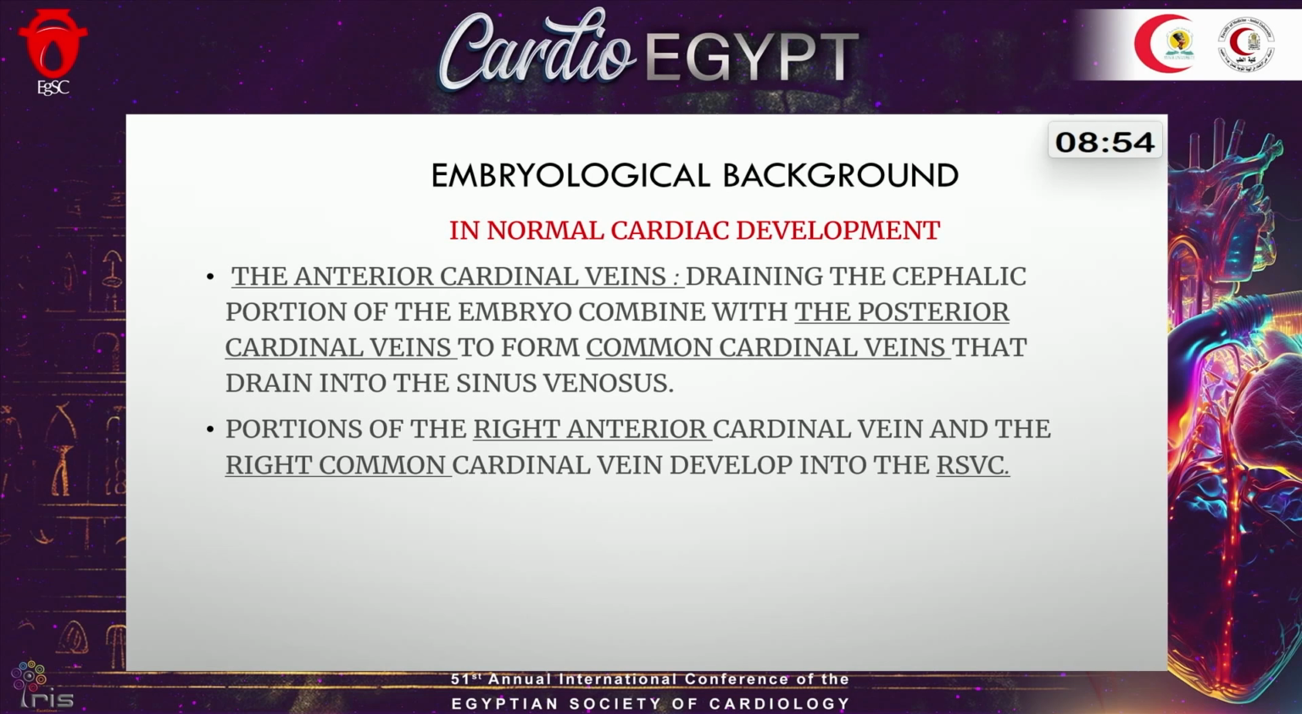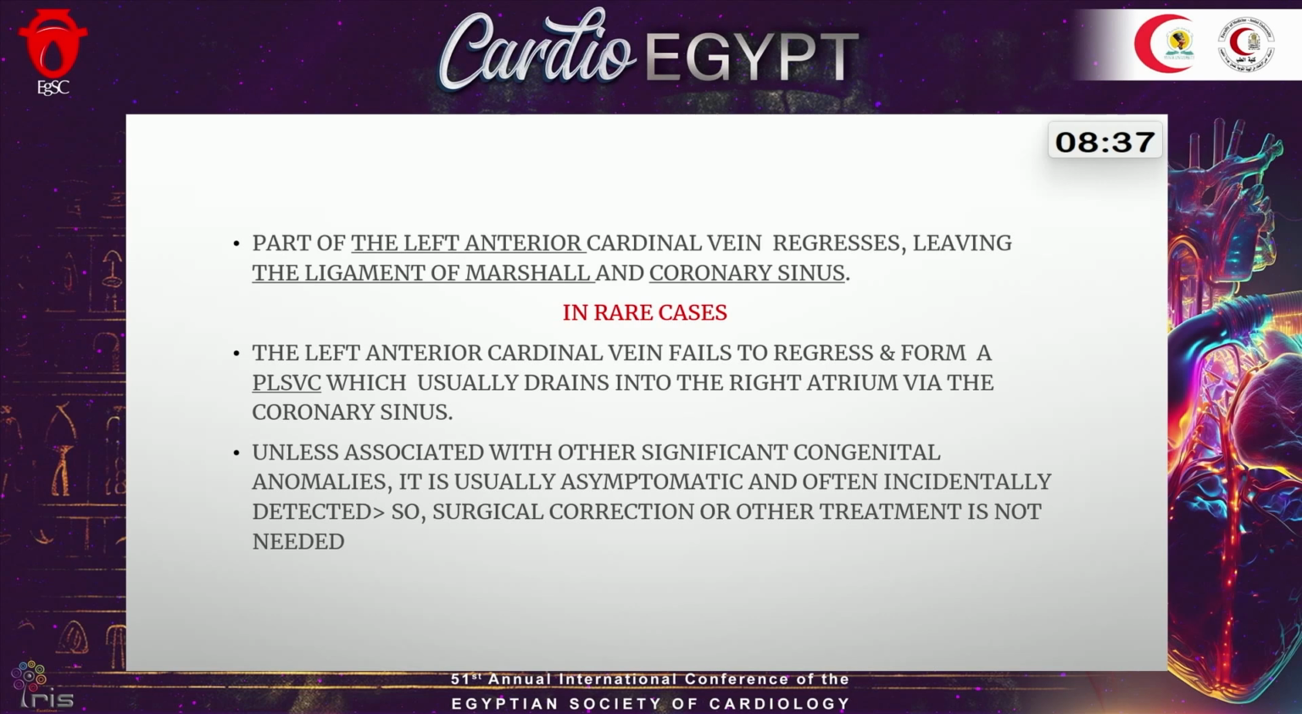Of course, first the anterior cardinal veins with the posterior cardinal veins unite to form the common cardinal vein. Also there is one on the right, one on the left. Portion of the right anterior cardinal vein and the right common cardinal vein develop into the SVC, the right SVC. Part of the left anterior cardinal vein regresses, leaving the ligament of Marshall, which ends in the coronary sinus.